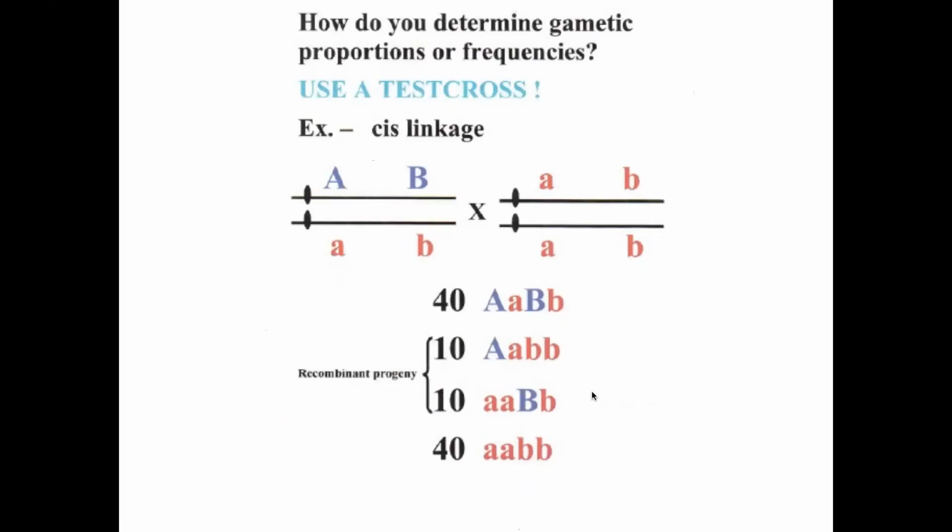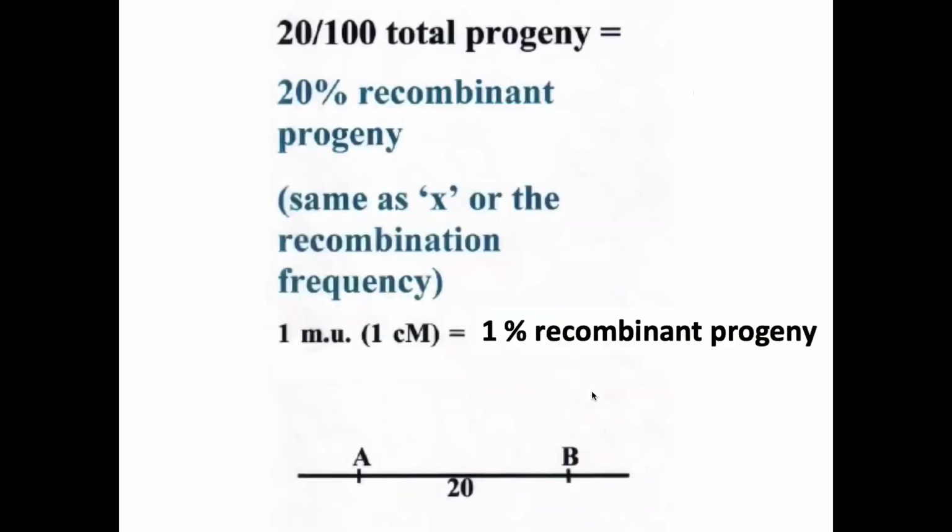An exact reflection of the gametic pool. So in this case, we know that there's a total of 20 recombinant progeny in a population of 100. So 20% recombinant progeny. So X, the recombination frequency, is 0.2 to give rise to 20% recombinant progeny in this test cross population.